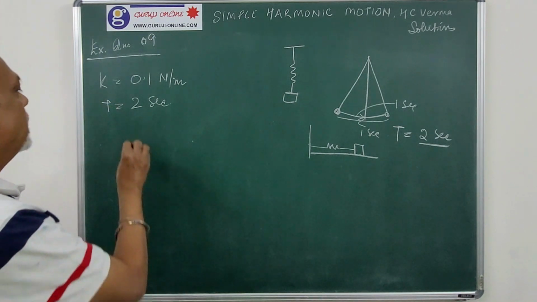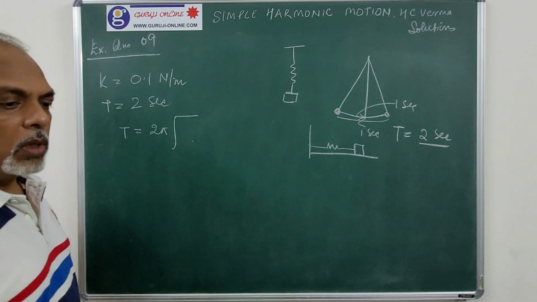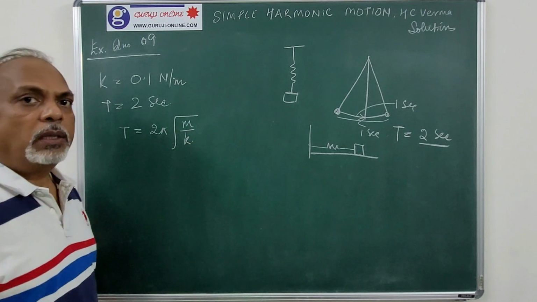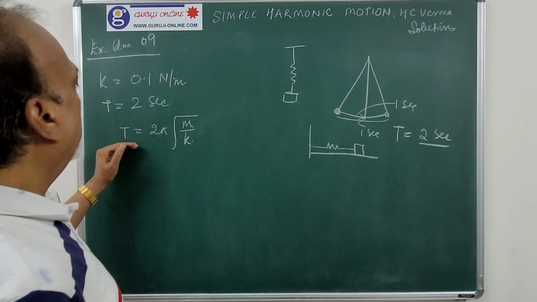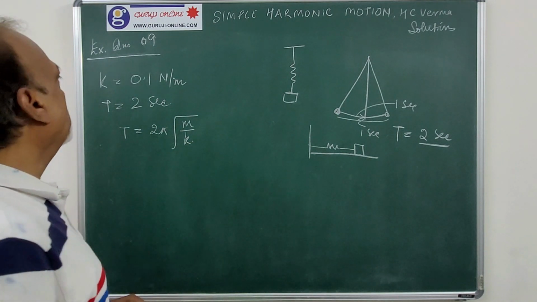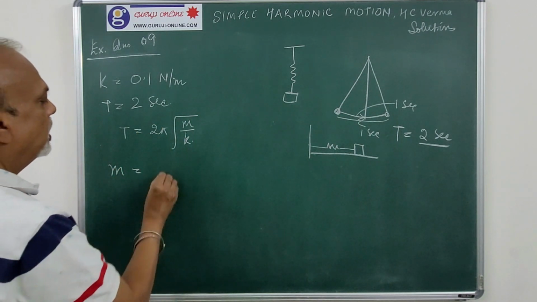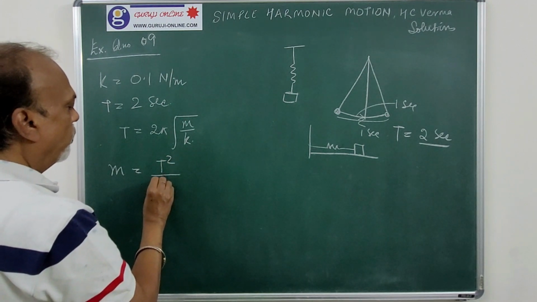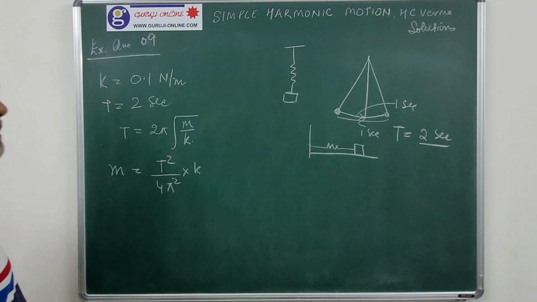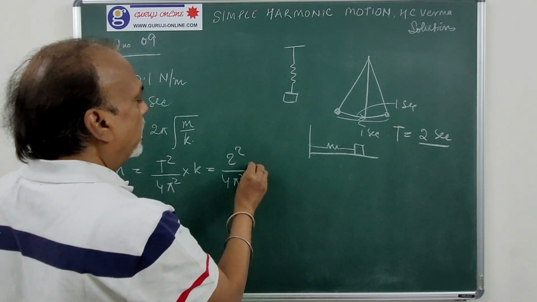Now you know what a time period is in terms of m and k, that is T is nothing but 2 pi root m by k. If it is a spring mass system, then the time period is given by this equation. You can see our previous lectures for how this has come. So now it is very simple. You have to find out m. m will be nothing but T square upon 4 pi square into k. Correct? This will be nothing but 2 square upon 4 pi square into k.